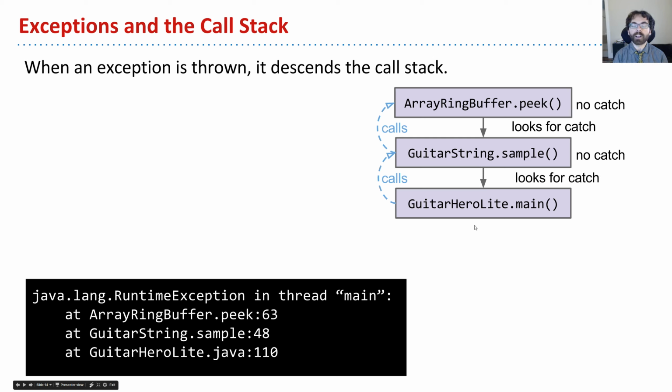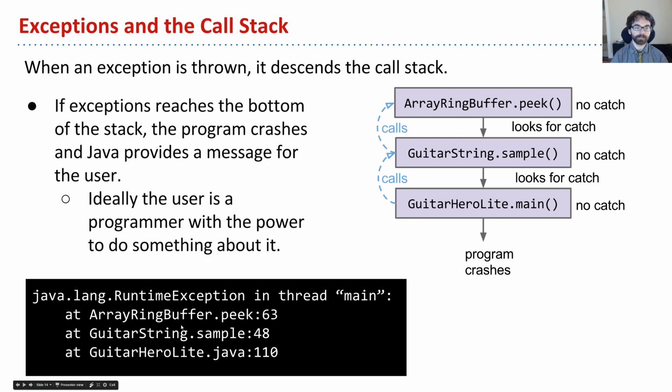Now at this point, if we caught the exception, we could print out a message that said something like, something went wrong when calling GuitarString.sample. But if we don't catch it, in this case, the program will crash, and then the Java interpreter will do the best thing it can imagine, which is print out here what's known as a stack trace. Okay? So basically, if the exception gets to the bottom of the call stack, the program crashes, and we get a message here.